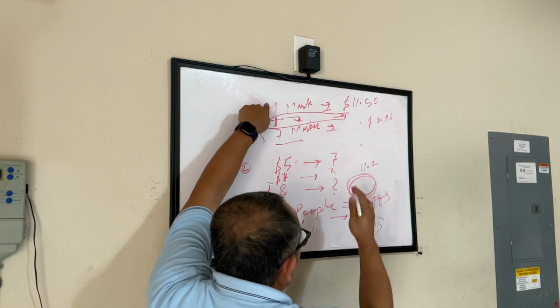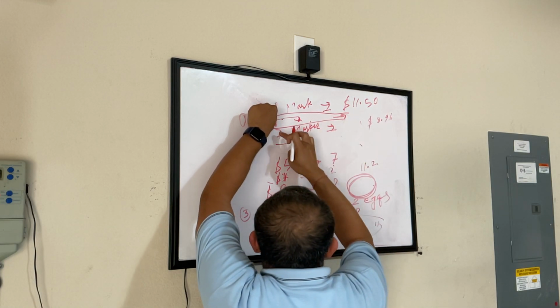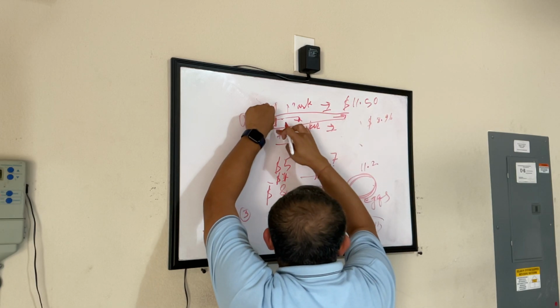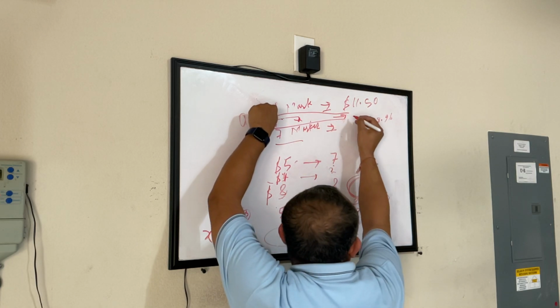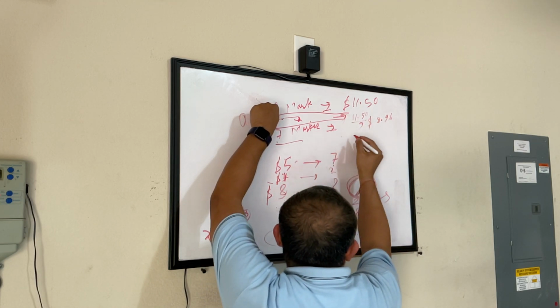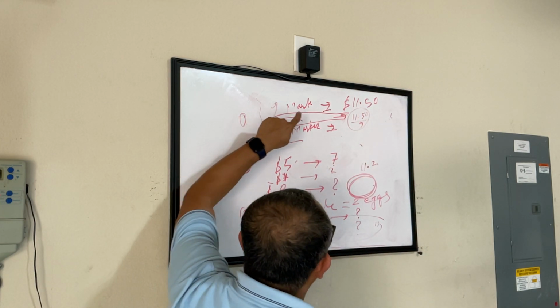7 markers come for $11.5. 9 markers come for $11.5. 1 marker will come for how much? 9 markers come for this much. 1 will be this much divided by 9. 11.5 divided by 9. If I have to find for 7, whatever is my unit value, okay, let me not go there. Let it be. 1 unit value I have found.